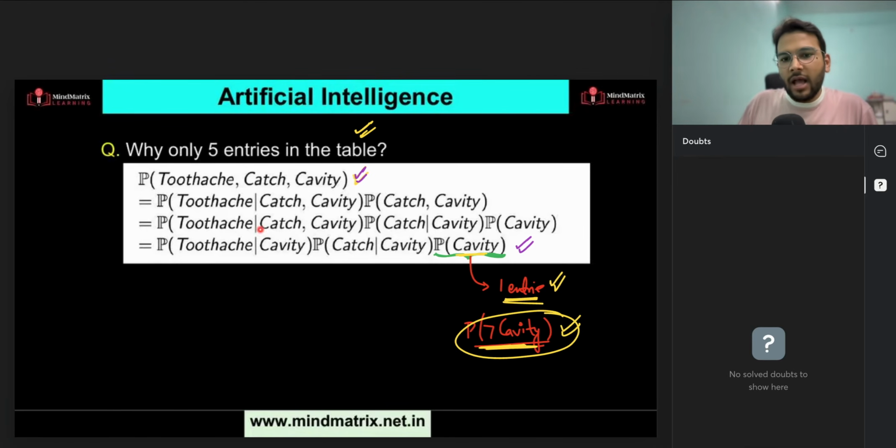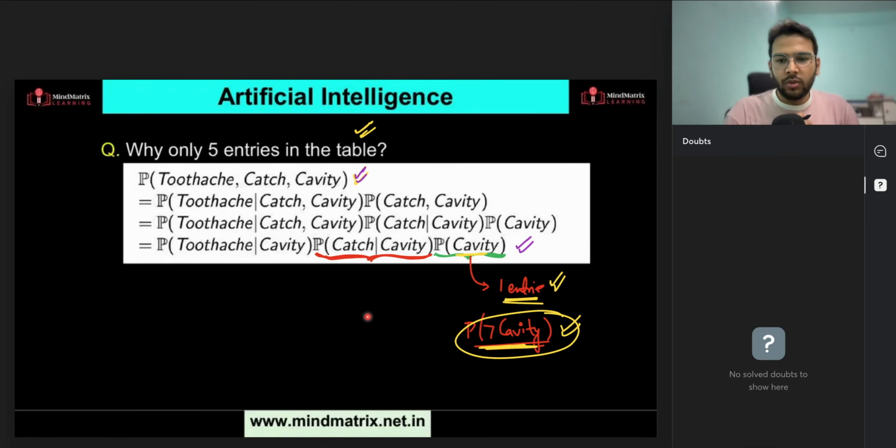Can anybody tell me how many entries I need for this one? Let's see how many of you can answer this. Probability of catch given cavity. Sumit is saying 3. Okay. Anyone else? Think about it. I'm giving you some time. You don't have to answer in a hurry. We have a lot of time. You have to ask these questions to yourself now. Like, if I have probability of catch given cavity, how many entries do I really need just for this term?